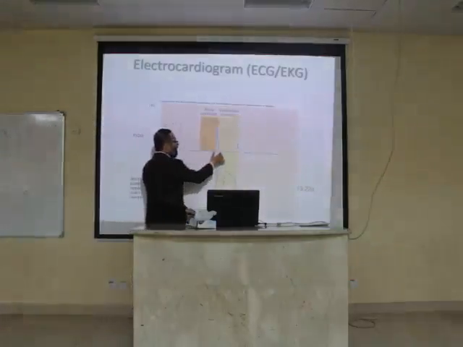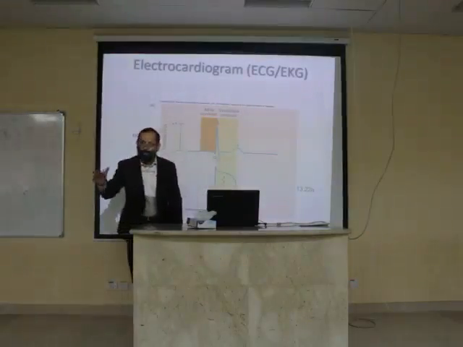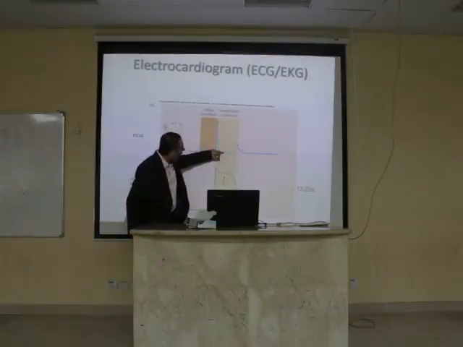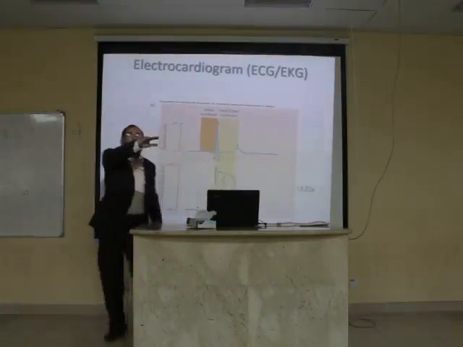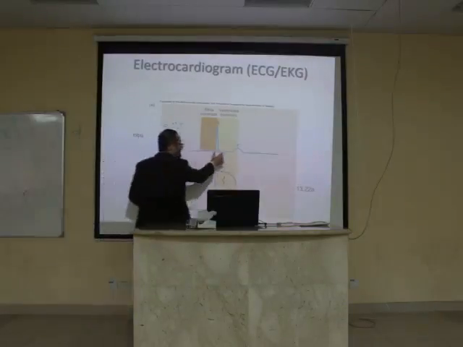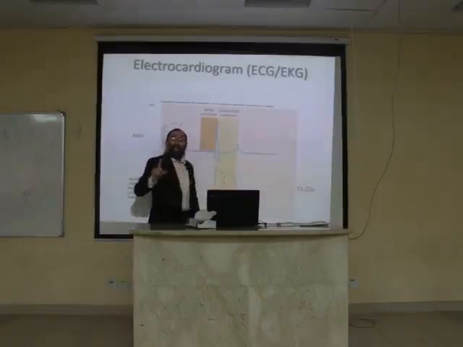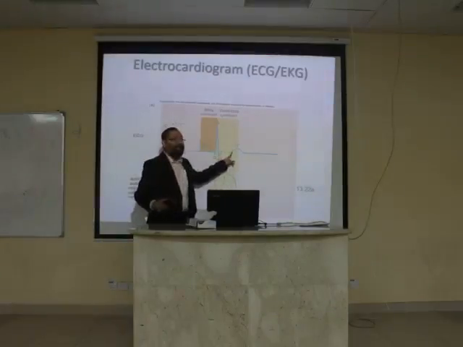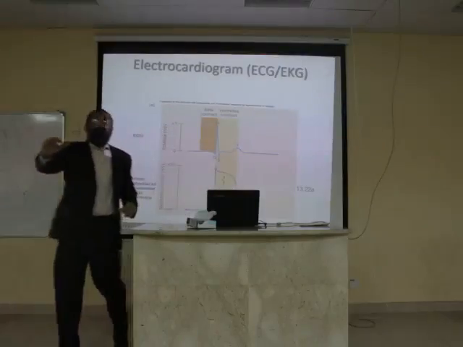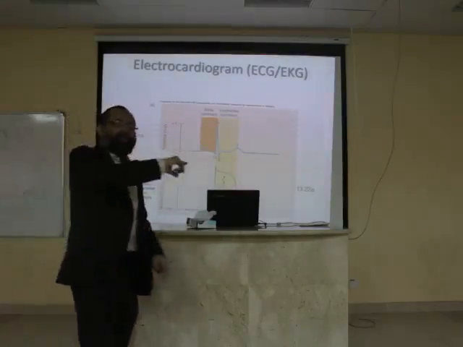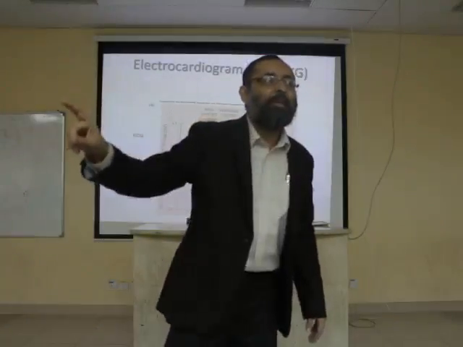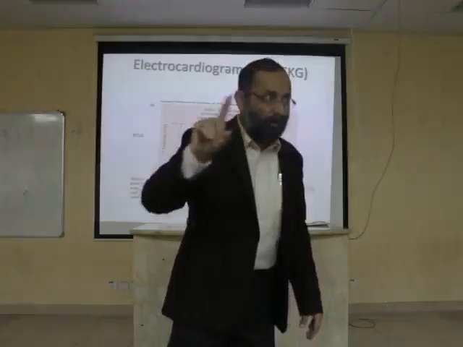Okay? So now you understand the meaning of the QRS interpretation, depolarization. After that, again there is a silent line. Do you see the silent line here? What is that line? S segment. After that, you have the T wave. QRS is telling you ventricular depolarization. T wave is telling you ventricular repolarization.